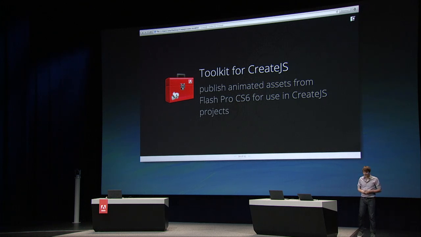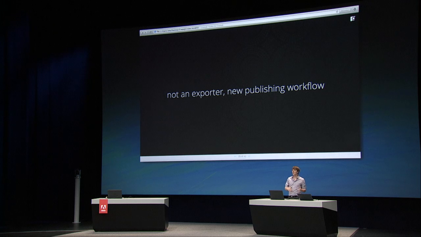Another tool that we've been working on with Adobe is something called Toolkit for CreateJS. And this is a free extension to Flash Pro CS6. And basically what it allows you to do is publish FLAs out as HTML5. Now, this isn't an exporter. This isn't like Wallaby, for example. This is a new workflow that you can use to target HTML5.